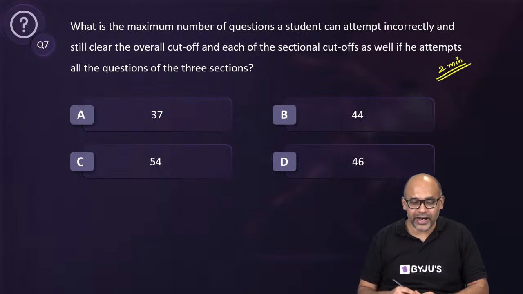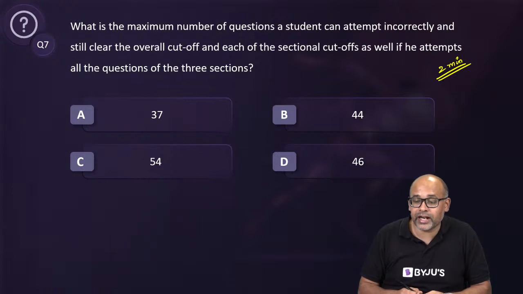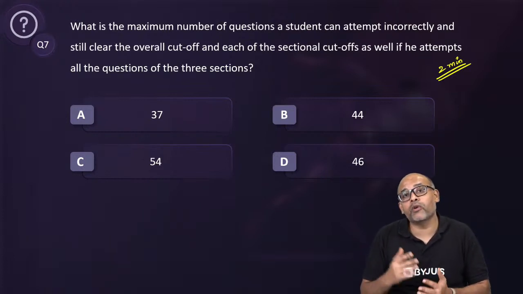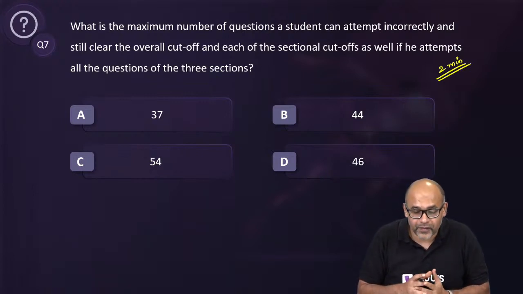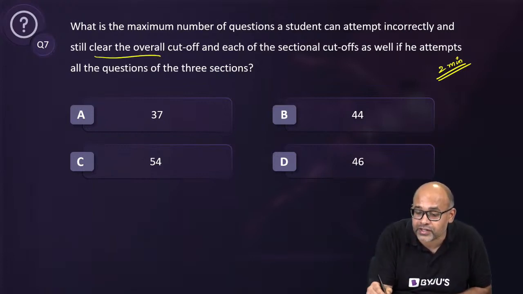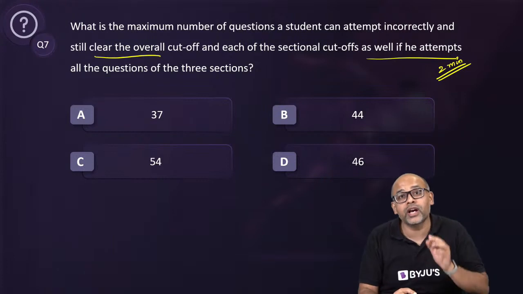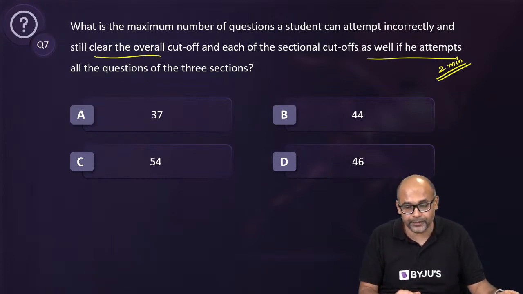Okay guys, so let's go ahead, take a look at this. What is the maximum number of questions a student can attempt incorrectly and still clear the cutoff? So I want to maximize the negatives, right? That's the idea. And each of the cutoffs as well. So here you have to clear the overall cutoff and each of the sectional cutoffs as well. So here exact matching is not required, you just have to clear the cutoff. So let's go ahead and take a look at it.